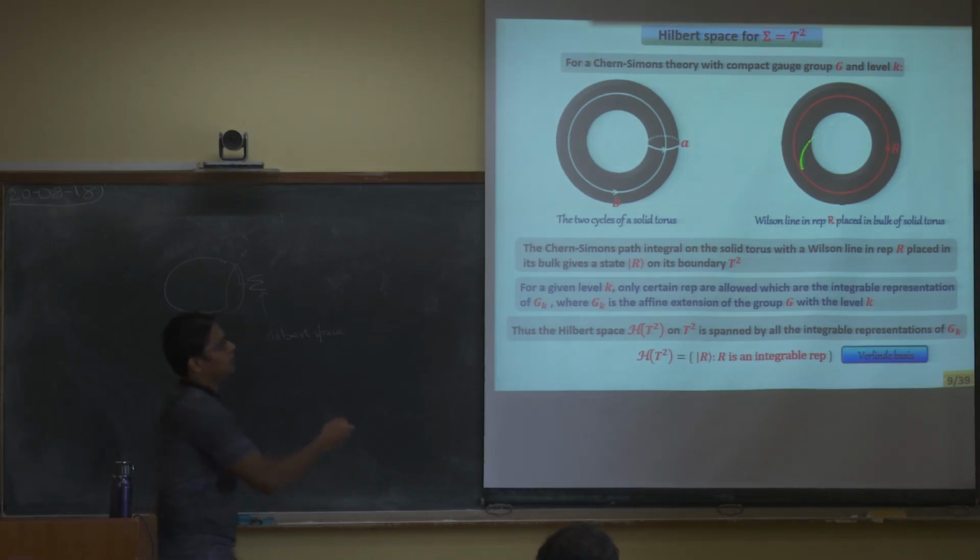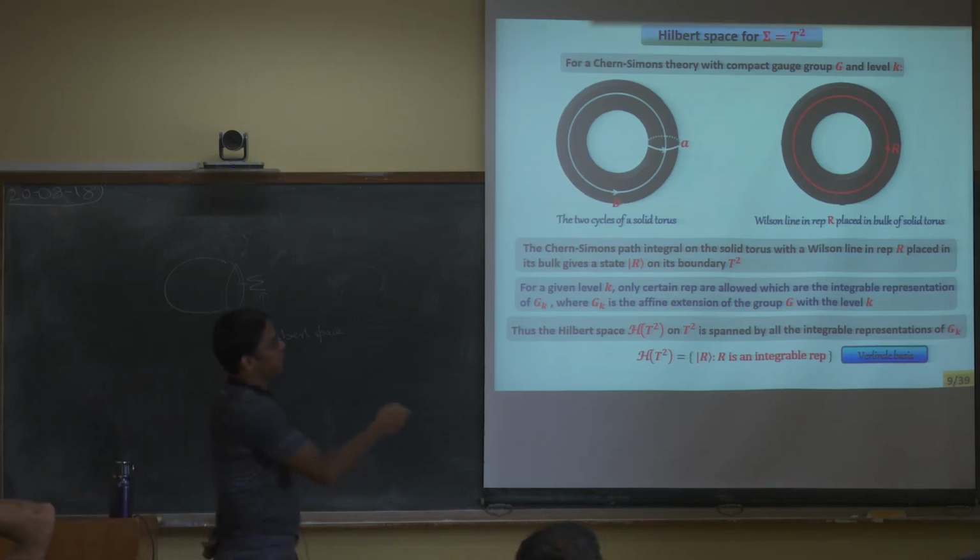And moreover, the representation which we can put here will depend on the gauge group and also the level K. So for a given group G and Chern-Simons level K, only certain representations are allowed. And these representations are the integrable representations of the affine extension of the group G with the level K. So the Hilbert space which we can obtain for sigma equal to T2 is a finite dimensional Hilbert space, and is spanned by the integrable representations.